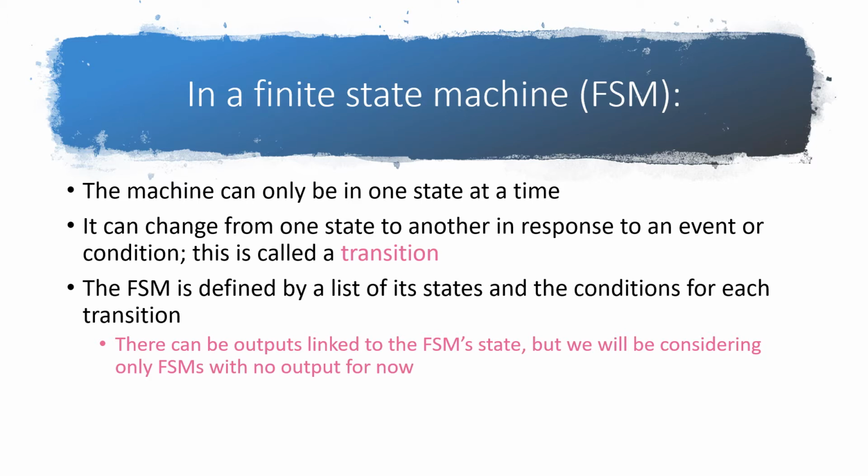And the finite state machine is essentially defined by a list of the states that it has and the conditions that can actually be used to move from state to state. And at first, we're only going to look at machines without output. But at the end of this video, we will actually look at machines that generate output as well. So we're only going to be looking at machines without output at first.